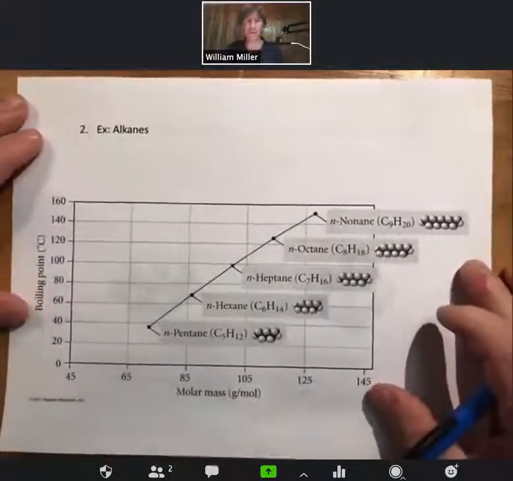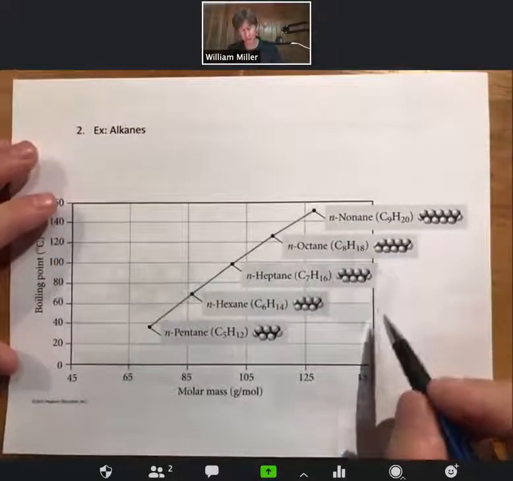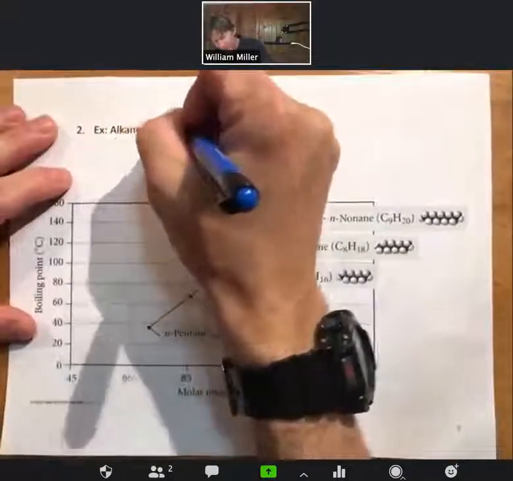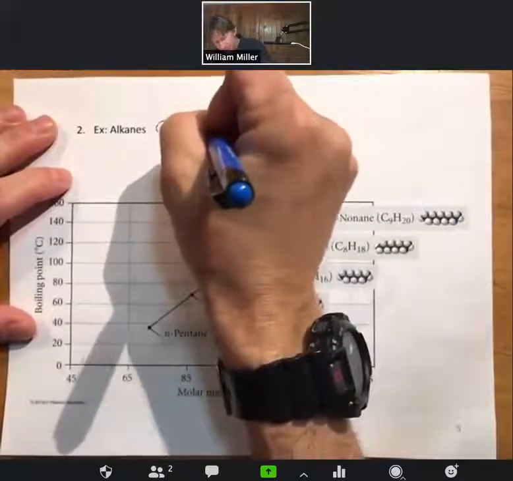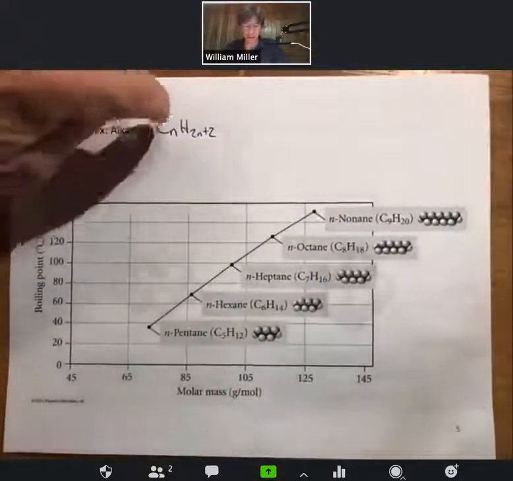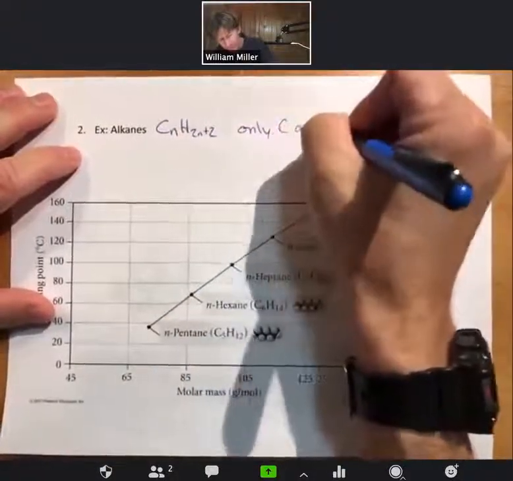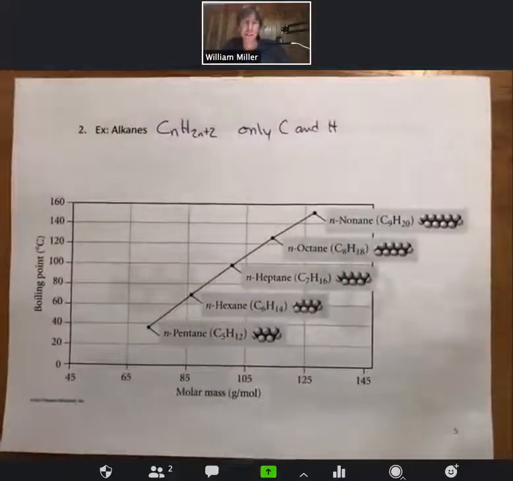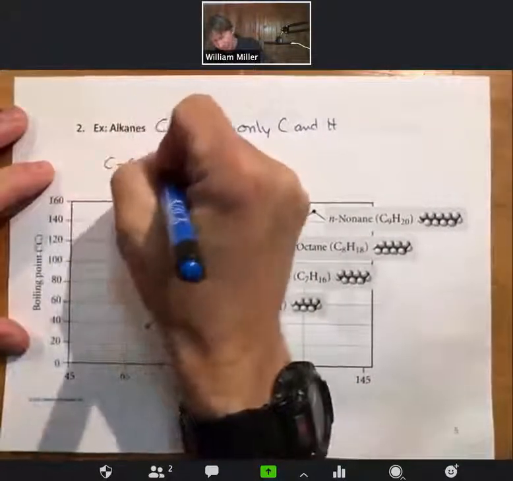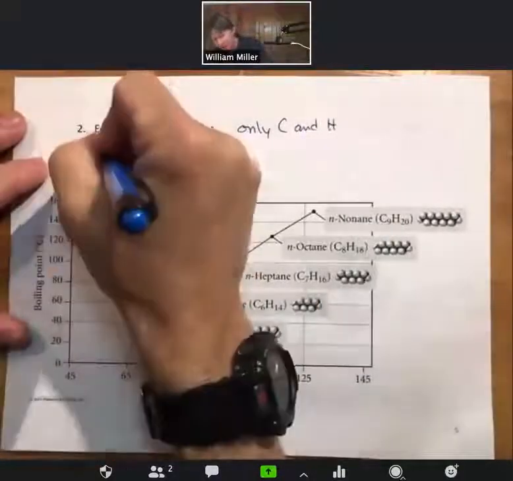Well, that was an example for atoms. This is an example for molecules. These are alkanes. Alkanes have the general formula CnH2n+2. They're only carbon and hydrogen. And we can say a couple things, and let me draw a pentane for you. Pentane has 5 carbons, it has 12 hydrogens.